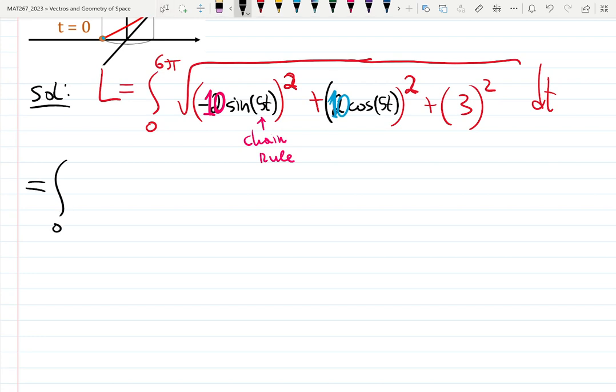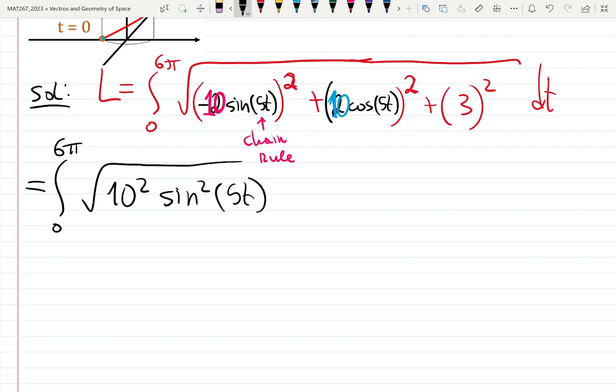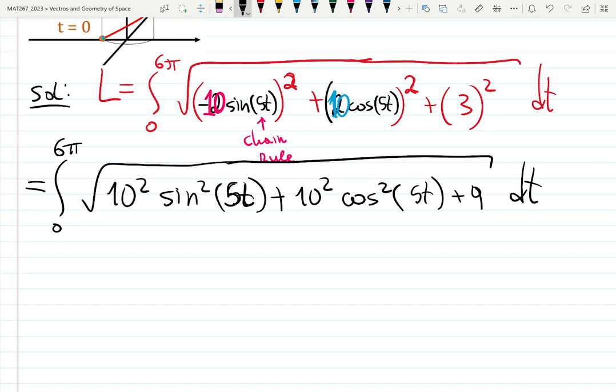So let's simplify. Integral from 0 to 6 pi. Minus 10 squared is 10 squared outside. Sine squared 5t plus cosine squared 5t plus 9. What do you notice? Do you notice anything good? Does it make you feel good somehow? Exactly. Sine squared plus cosine squared is 1. So they just factor out 10 squared.